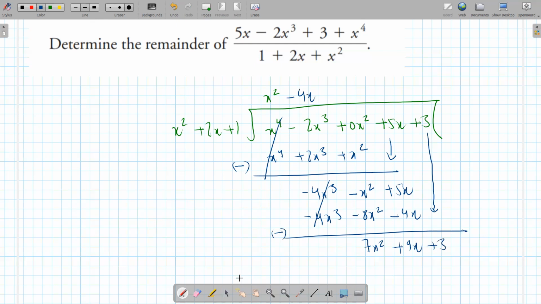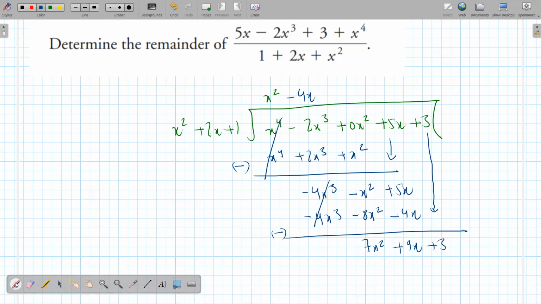What's the next entry up here? 7. Yeah, so plus 7. So you have a 7x squared plus 14x plus 7. So subtract, this disappears, and then 9x minus 14x is minus 5x. 3 minus 7 is minus 4, and that's our remainder, and that's the answer.